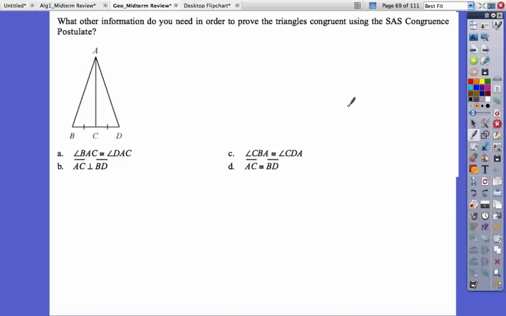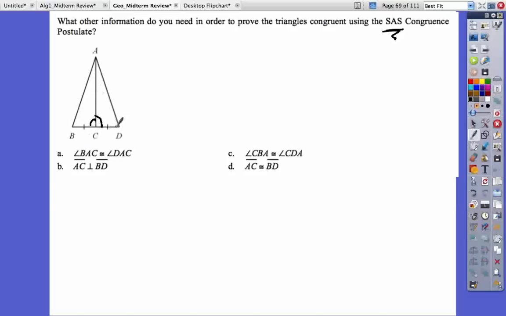What other information do you need to prove that the triangles are congruent using side angle side? So that means if they're only asking for one piece of information, like the answer choices indicate, that means they've already given us two. So we first have to identify which two pieces of information did they give us. They told us that BC and CD were congruent. And we should know that AC is congruent to AC because of reflexive property, meaning that we need this angle right here to be congruent to each other.